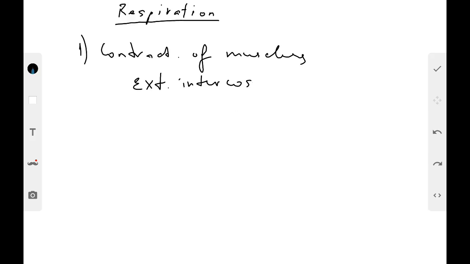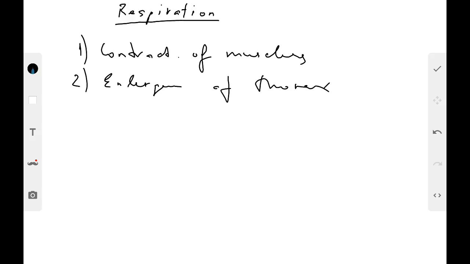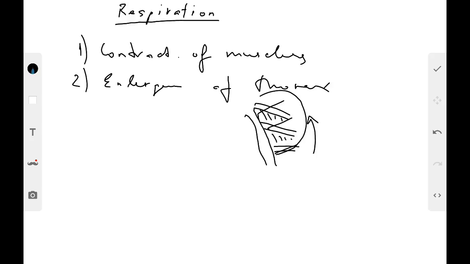So what happens? These muscles enlarge the thorax. So, enlargement of thorax. When external intercostal muscles contract, ribs elevate. So these muscles, external intercostal muscles, increase the volume of thorax. And also diaphragm. When diaphragm contracts, it flattens. And it also increases the volume of thorax. Okay.